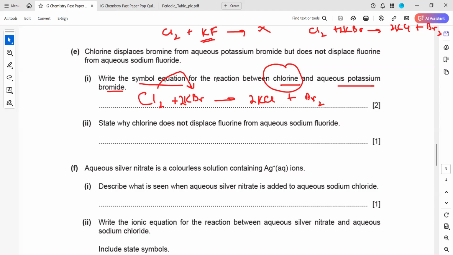So whenever you write any equation, first try to write the correct formulas and then try to balance the equation.